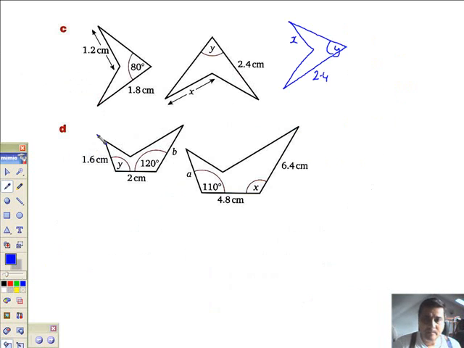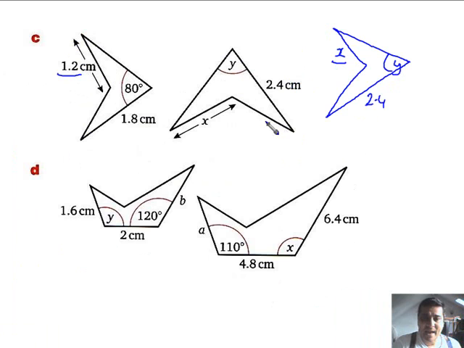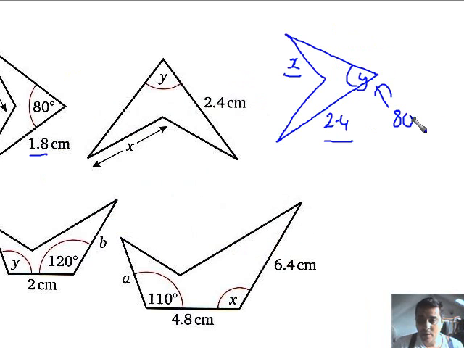So what have we got then? We've got the 1.2, I went for the red, didn't I? 1.2 corresponds to X, the 1.8 corresponds to the 2.4, and the position of the 80 in the angle in the diagram given corresponds to the position of Y. So straight away Y is 80 degrees. Remember, similar shapes, all the corresponding angles are identical, and all the corresponding lengths are in the same ratio.